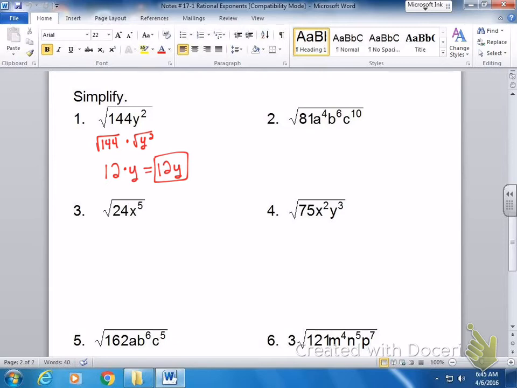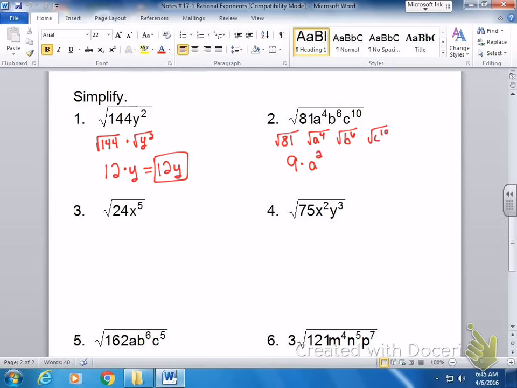I have 81, a to the 4th, b to the 6th, c to the 10th, and I want the square root of that. Now again, I'm going to write this separately. I have the square root of 81, the square root of a to the 4th, the square root of b to the 6th, and the square root of c to the 10th. Now, again, I want to check the number. We should know what the square root of 81 is. It's 9 times the square root of a to the 4th would be a squared.